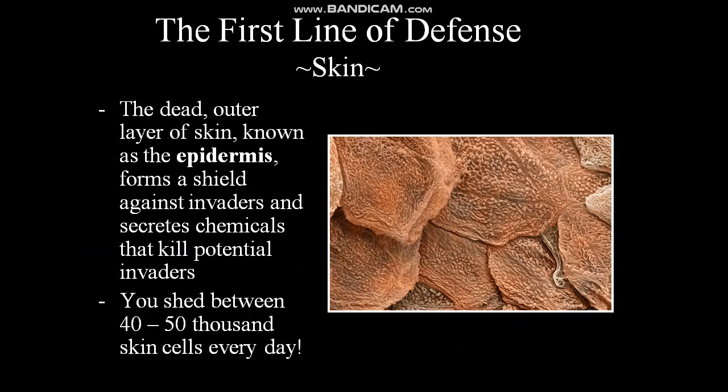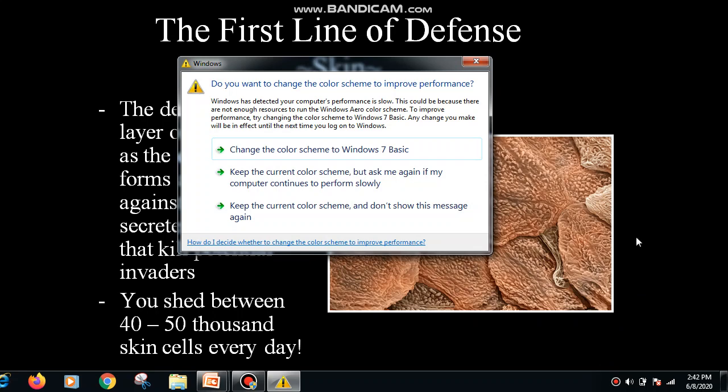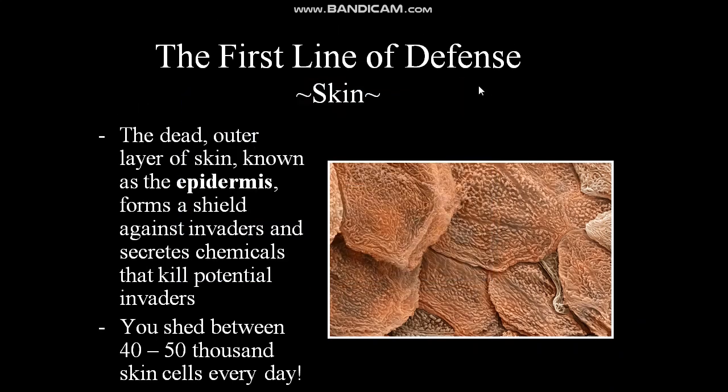Now, what is the first line of defense of our body? I told you, this one is the skin. The dead outer layer of the skin is known as the epidermis. This is the first shield, the first line of defense of your body. So when any foreign particle attaches to your body, you are well familiar with the epidermis, which works as a first line of defense.